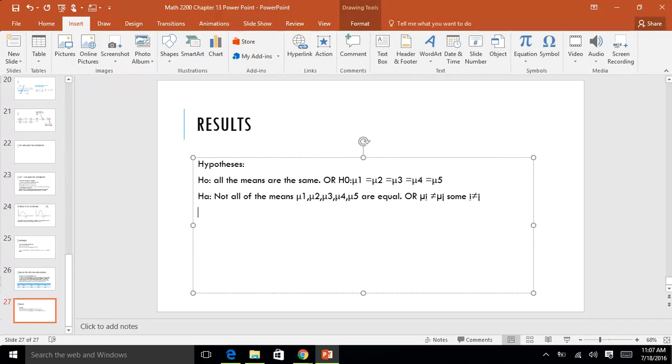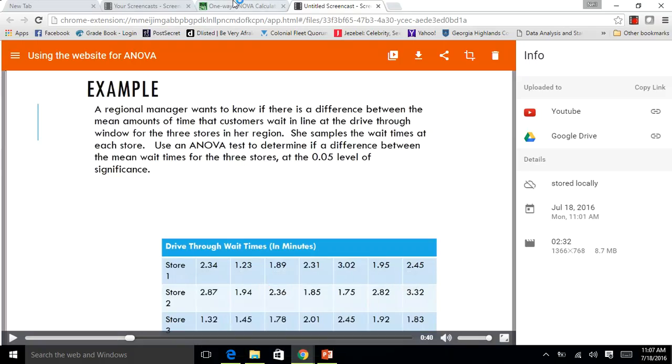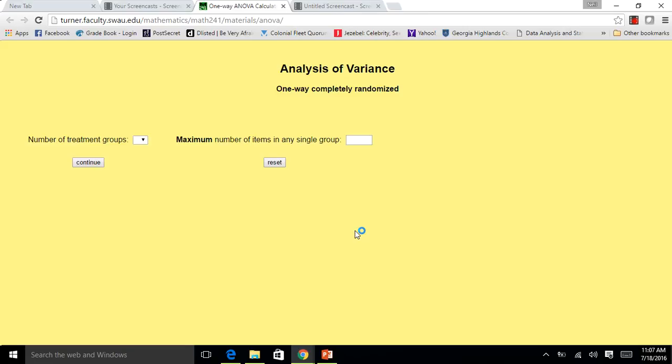All right, the next thing the book wants to know is, go ahead and run a one-way ANOVA. So what I'm going to do is pop out of my PowerPoint and go to my calculator right here. I'm on the website, that's all I'm doing. So, number of treatment groups. Remember, that's the number of categories. And I had 5 categories. The max number in any group for this was 3.